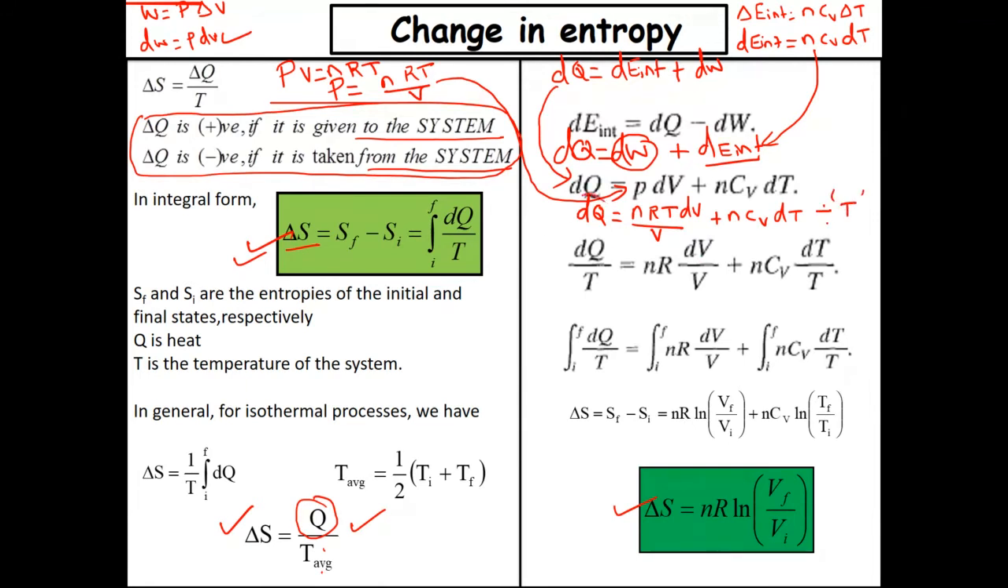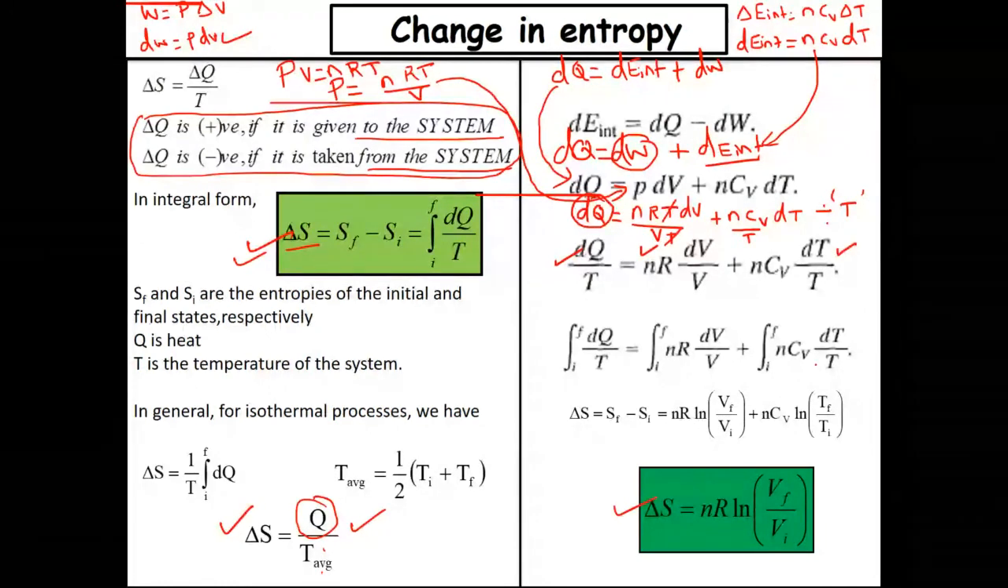So this term becomes dq over T. And here, if you divide by T, this T and this T get cancelled, and finally you have this term. And here, when you divide by T, the equation becomes like this.